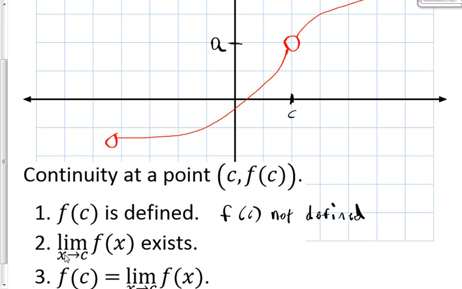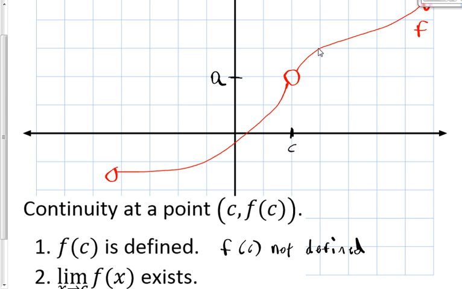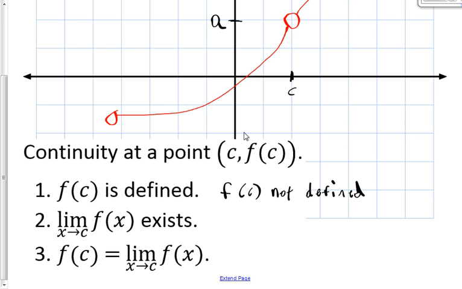But the limit as x approaches c of f of x here, well, as you approach c from the left side, it seems like y is approaching a. As you approach c from the right side, y also seems to be approaching a. So it turns out that the limit as x approaches c of f of x is equal to a. And once again, because the first criterion is not met, it's impossible for the third criterion to be met because f of c is not defined. It cannot equal a. So the third criterion is also not met here.